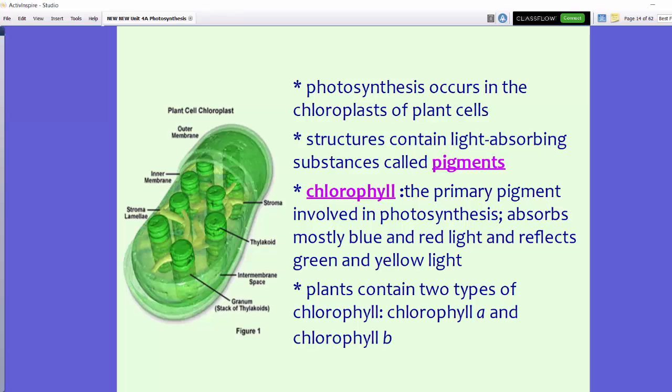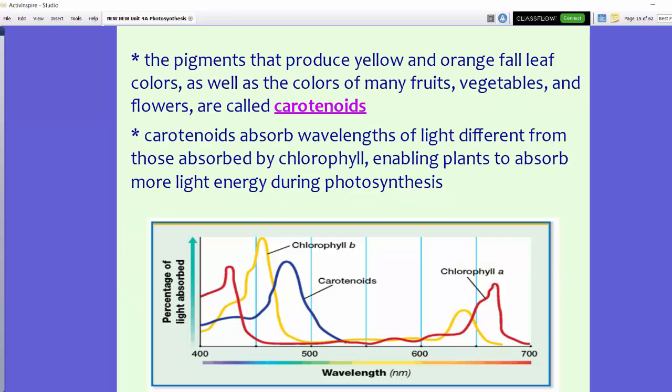Now we have 2 types of chlorophyll. We have chlorophyll A and chlorophyll B. And as we'll see here, they get absorbed at different wavelengths. So if we take a look here, we have chlorophyll B. Chlorophyll B absorbs more of the blue-green area, whereas chlorophyll A will actually absorb more of the orangey and red area.